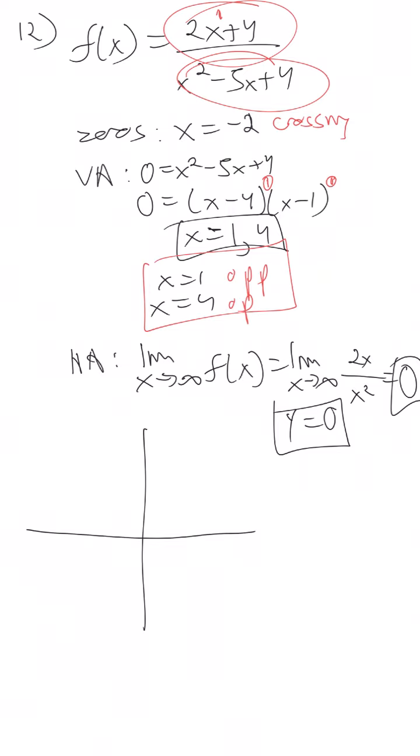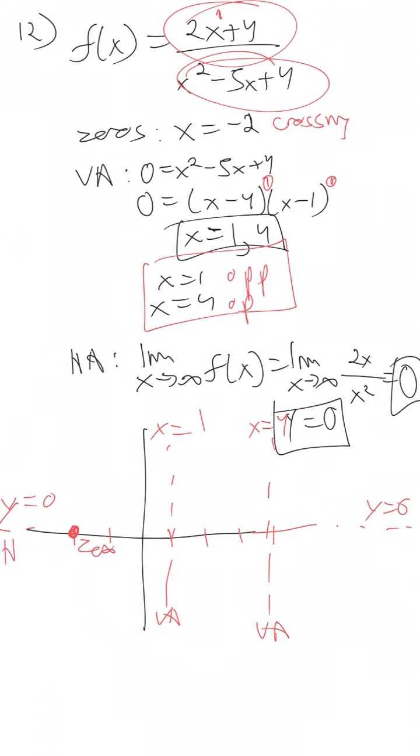Let's draw it. Now let's say we have a zero at negative 2. And we've got vertical asymptotes at 1 and 4. That's x equals 1. This is x equals 4. Give me 10 seconds. Okay? And then we know we got a horizontal asymptote at y equals 0, another horizontal asymptote at y equals 0. You might want to label the vertical asymptote and horizontal asymptote. And the last thing you do is draw this in.